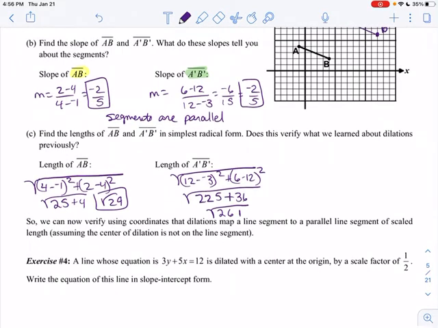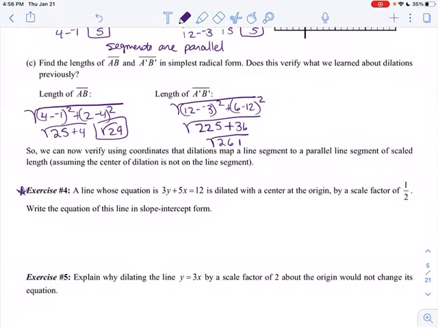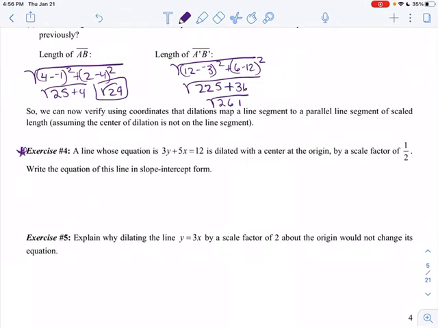Let's do this next one, and this is an important one. This is one that's always on the Regents. So please remember, when you dilate a line, and we just did this in the examples up above, if I dilate a line from a point that's not on the line, I'm going to get another line that's parallel. That's one scenario. The second scenario is if I dilate a line from a point that's on the line, then I get the exact same line.